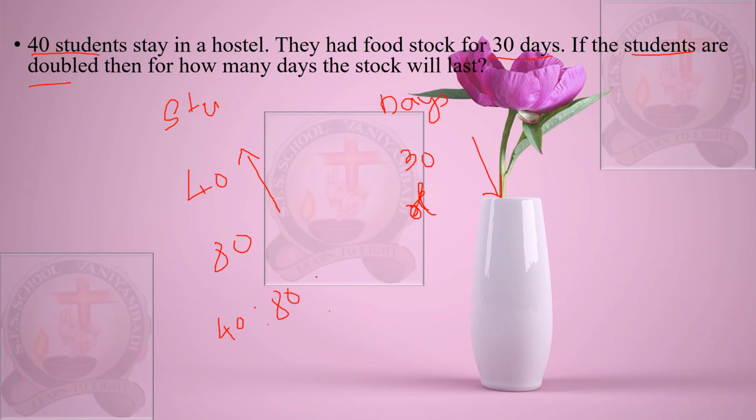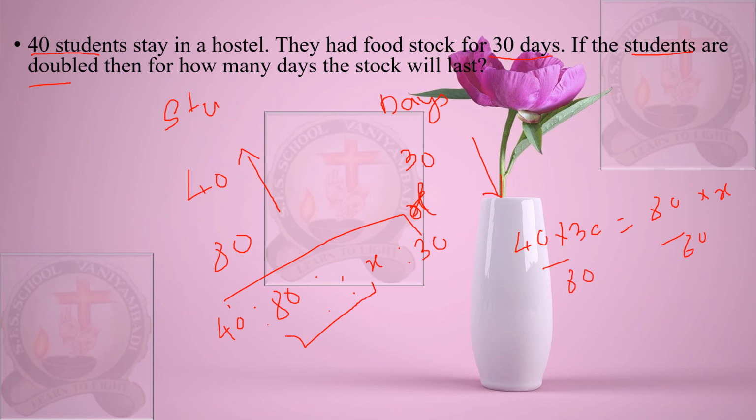So now we can write like this: 40 is to 80. Since it is an indirect proportion, I will write in this way: x is to 30. Now we'll apply the law of proportion, which is product of extremes equals product of means. Here what are the products? 40 and 30. So 40 times 30 is equal to 80 times x. Both sides, divide by 80.